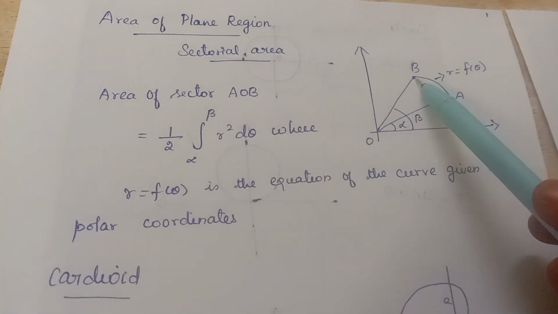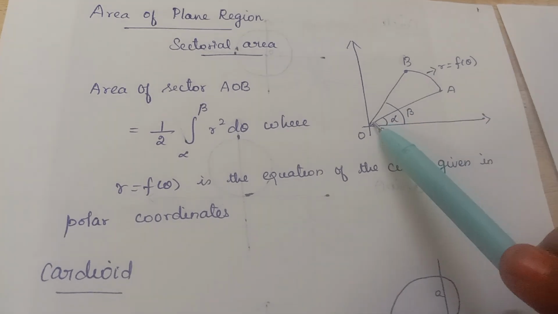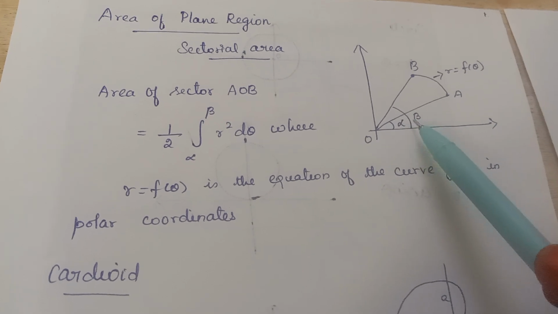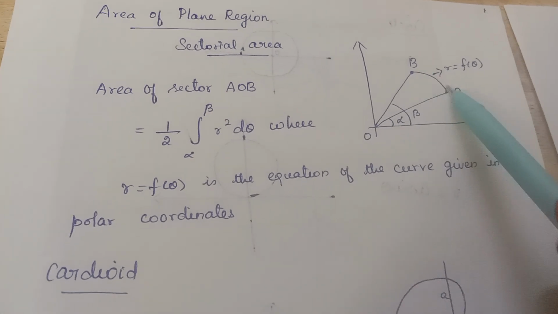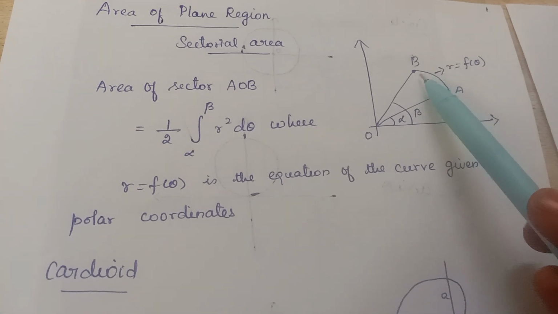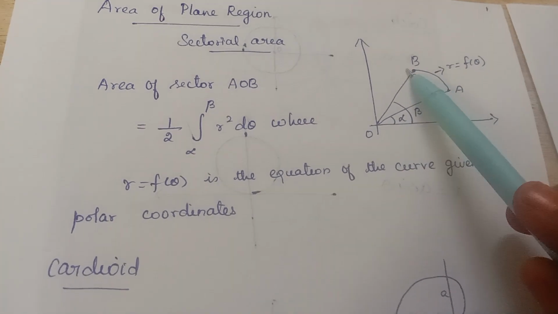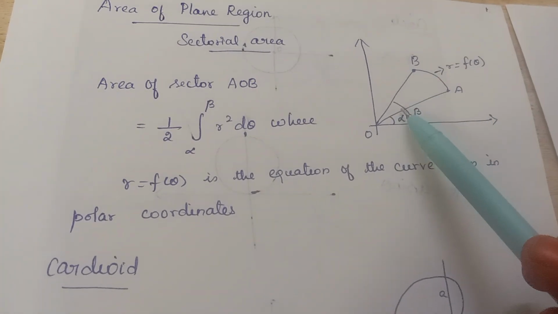See, this is my curve r equal to f of theta. r denotes the radius vector, and theta denotes the angle. So this is the curve. AB is a part of the curve, and I want to find out the area of this sector, OAB. This is called the sector. The sectorial area I want to find out.